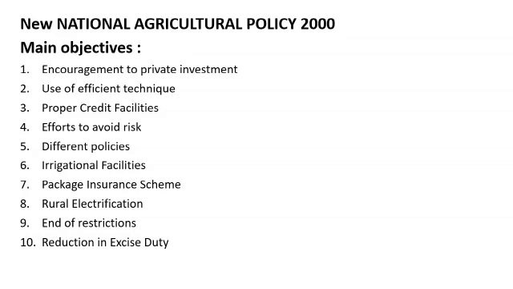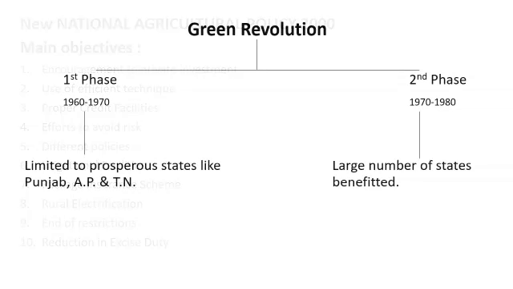No doubt, adequate facilities were given in the new agricultural policy, but a target of 4% annual growth rate of agriculture could not be achieved. Now we move on to Green Revolution. Green Revolution, it is made from two words, green plus revolution.